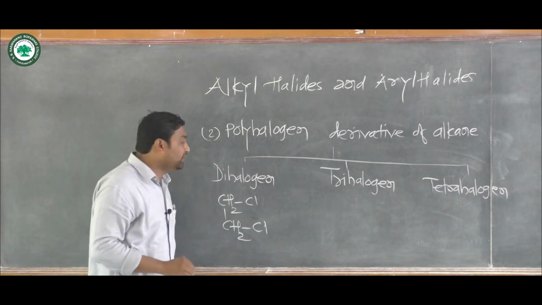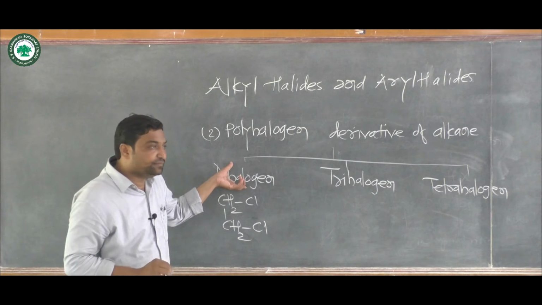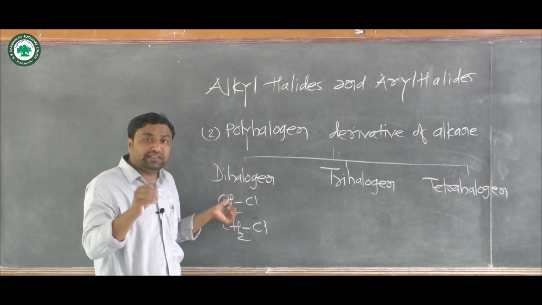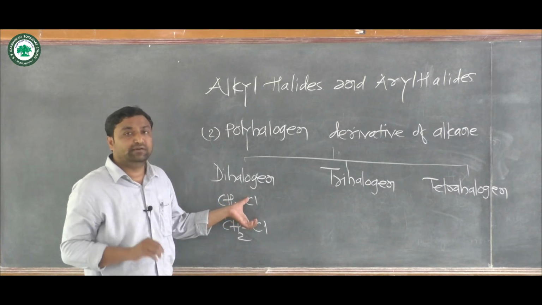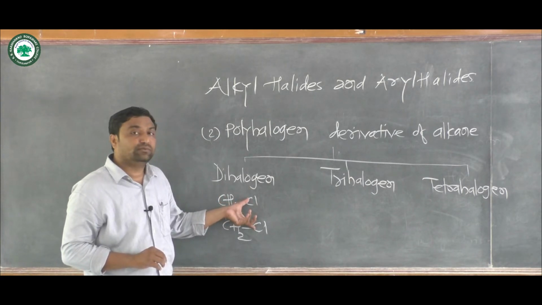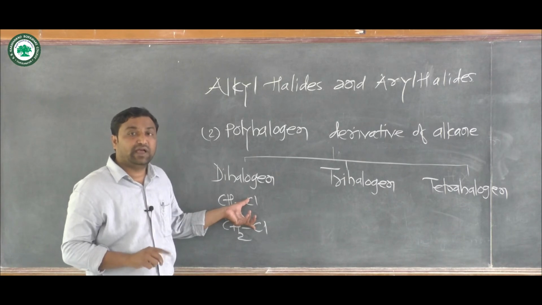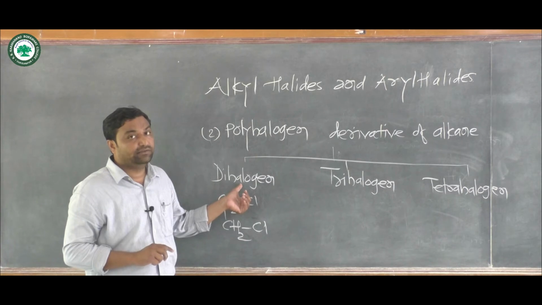Now, ethylene dichloride is an example of dihalogen derivatives of alkanes, in which 2 hydrogen atoms of ethane are replaced by 2 chlorine atoms. It bears 2 chlorine atoms. It means it bears 2 halogen atoms. That's why it is included in dihalogen derivatives of alkanes.